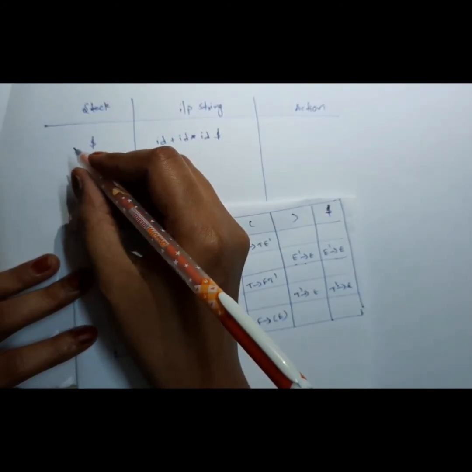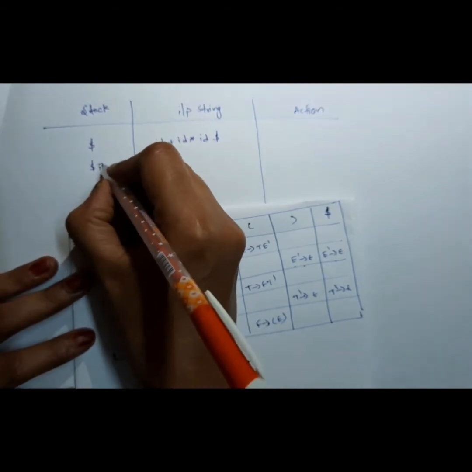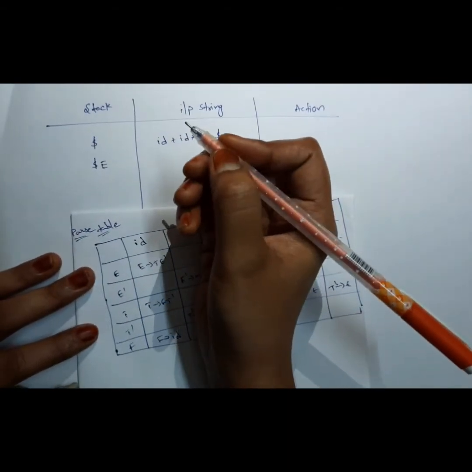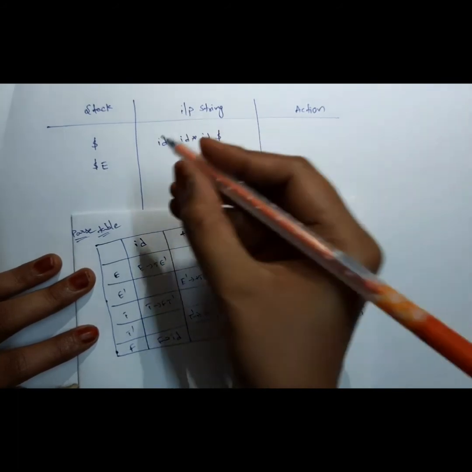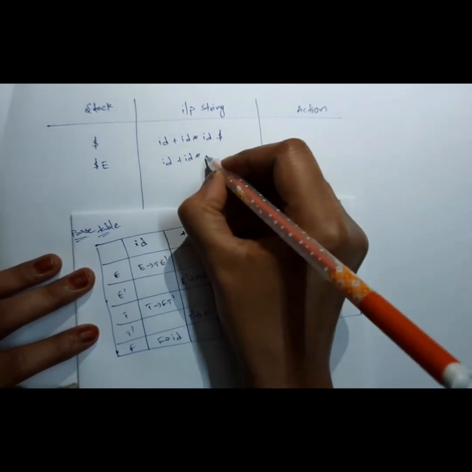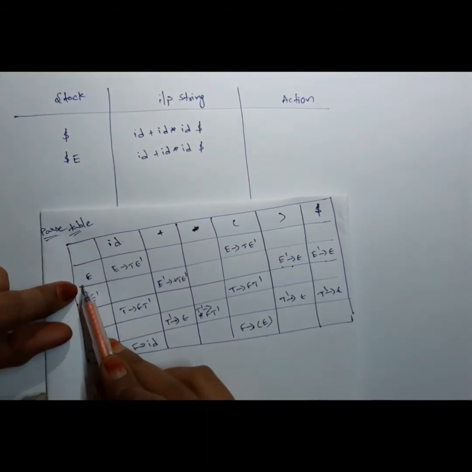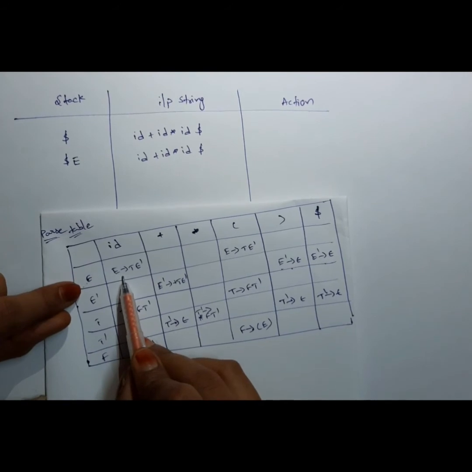In the grammar, we are having the first projection as E. Now I am taking the first projection as E. The input string is ID plus ID star ID dollar. Now I am checking E on ID in the parse table.